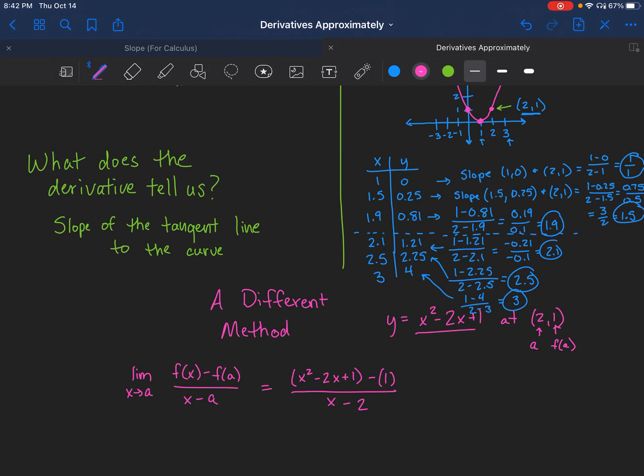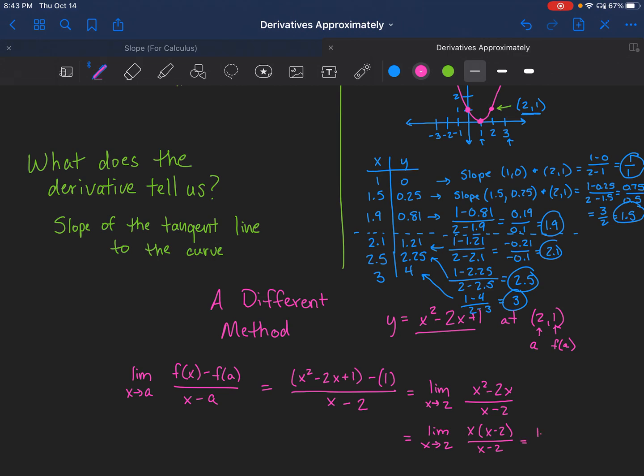Notice we've got x squared minus 2x plus 1 minus 1. So those plus 1 and minus 1 will cancel. We're going to get x squared minus 2x. Whoops, I forgot to write my limit down. I should write my limit down first. The limit as x approaches 2 of, and I'm going to cancel out those 1s, so we're going to have x squared minus 2x over x minus 2. I'm going to keep going. The limit as x approaches 2, and I can factor that numerator, x squared minus 2x. I can take out an x, which leaves me with x minus 2 over x minus 2.